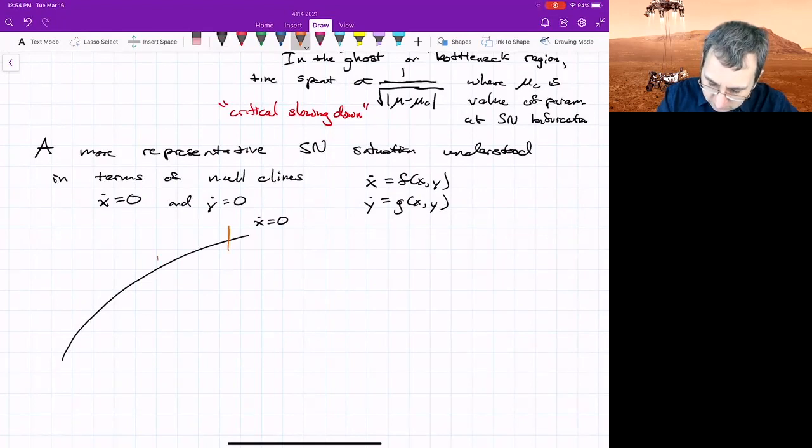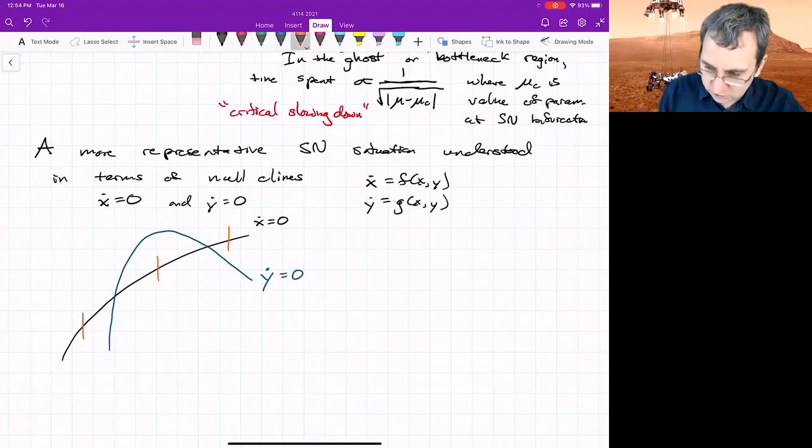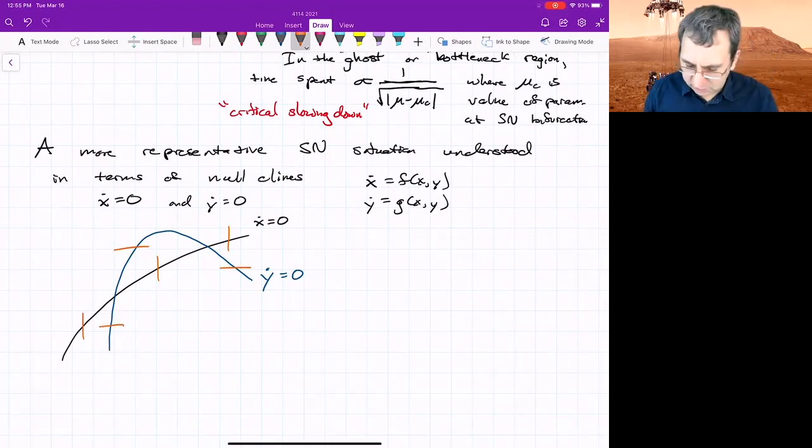I don't necessarily know which way the arrows are going, but because x dot equals 0, the vector field is just vertical. It's in the y direction. And we have another curve, the y dot equals 0 nullcline, in which the vector field is only horizontal. If you have the arrows at any point, you know the arrows elsewhere. So let's say the arrows look like that, and then it switches, and then it's like that again.